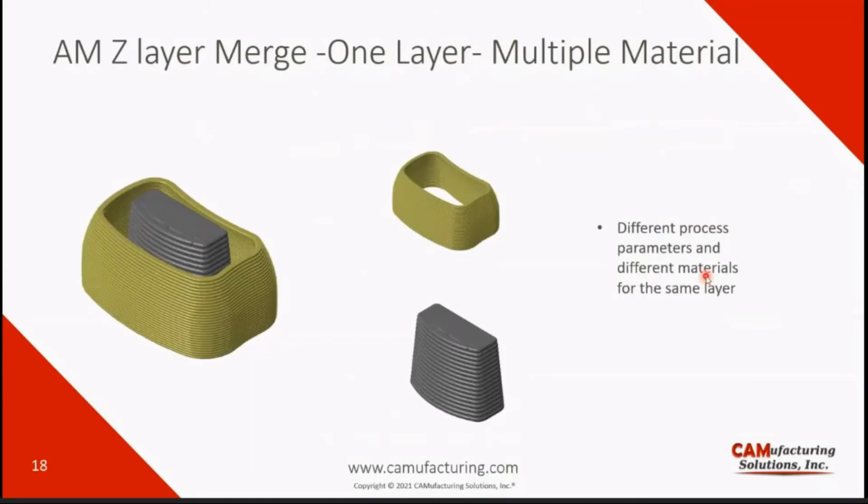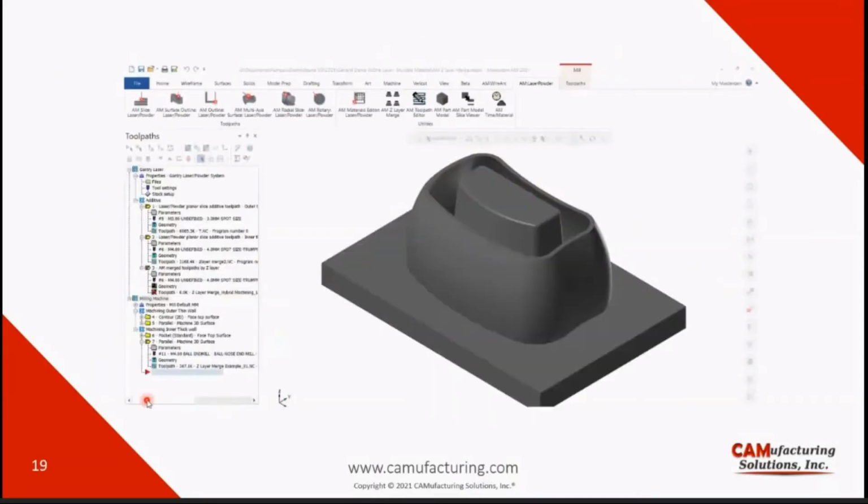Or if they have two different parts but want to build them at the same time, because it will avoid them having a collision, again, they can use the AMZ layer merge toolpath. Let's have a deeper look at this example. As you can see in the example here, this is all one part. The block, the thin wall, and the thick wall are all one part.